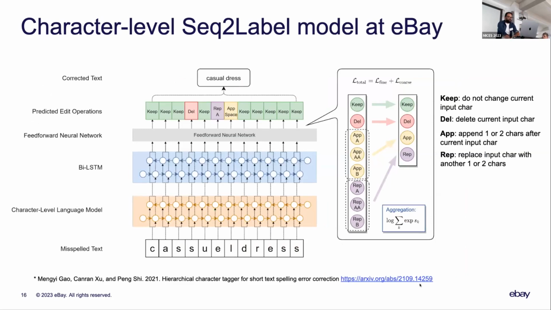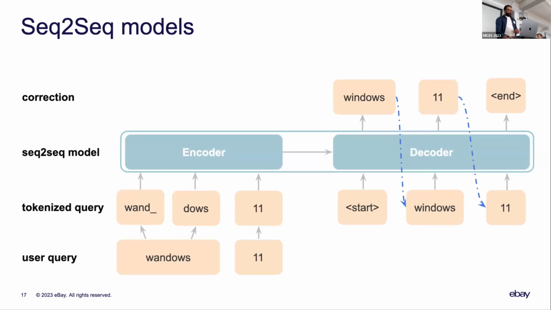There is a paper here, done by one of our colleagues, Mengi, and you can go ahead and read about it. Essentially, the idea is the same. We have casual dress with a misspelling here, and the model predicts: keep this character, replace this with A, add some space, and so on. The general idea is sequence to label. Now, what could be different? Sequence to sequence, the same thing.